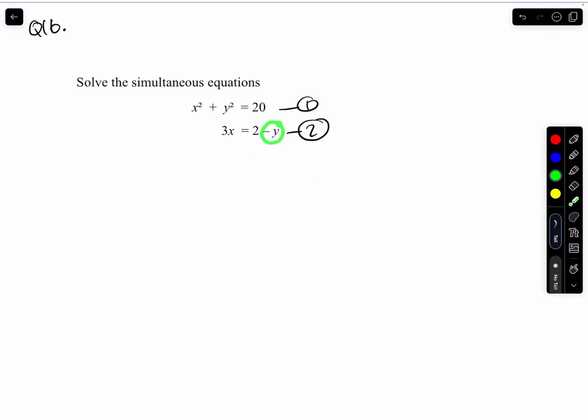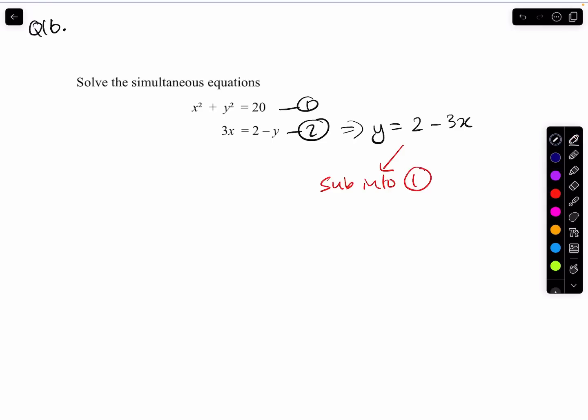So to make y the subject, there's minus y here. I want to move it there to give a positive y, and then minus this 3x, I'm going to move it to that side. So it's going to look like this: y is equal to 2 minus 3x. But you can make x the subject if you want. Now this, I'm going to substitute into equation number 1.